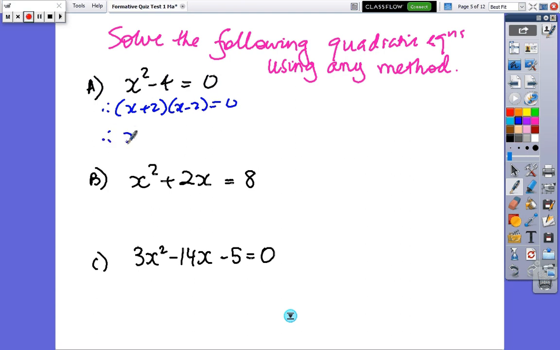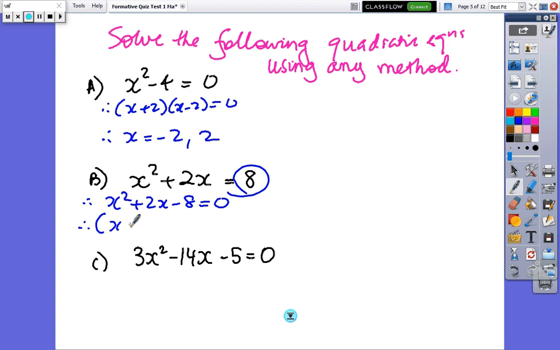And so the answers are minus 2n plus 2. Okay, next one, you can't have equals 8, so you have to bring it back so it has equals 0. Then x, so two numbers that multiply to minus 8 that add to 2 is 4 and minus 2, equals 0, so your two answers are -4 and +2.